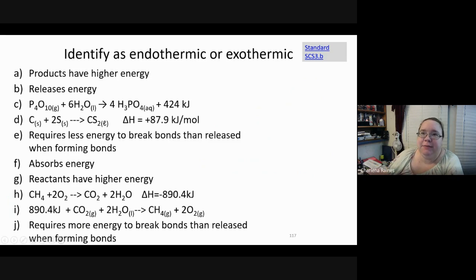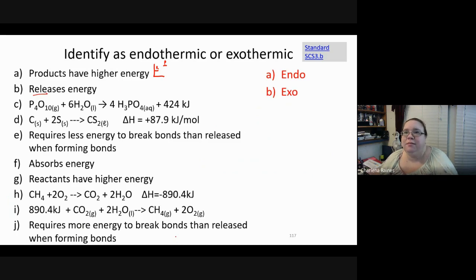So looking at our first example, if our products have a higher energy, maybe that visual aid would help you. We have our reactants indicated with an R. My products are at that higher energy state. That means it must be an endothermic process. If the process releases energy, by definition, it is exothermic when it releases that energy. For C, notice that the energy is on the right side of the arrow. And since it's on the right side of the arrow, that is also an exothermic process.